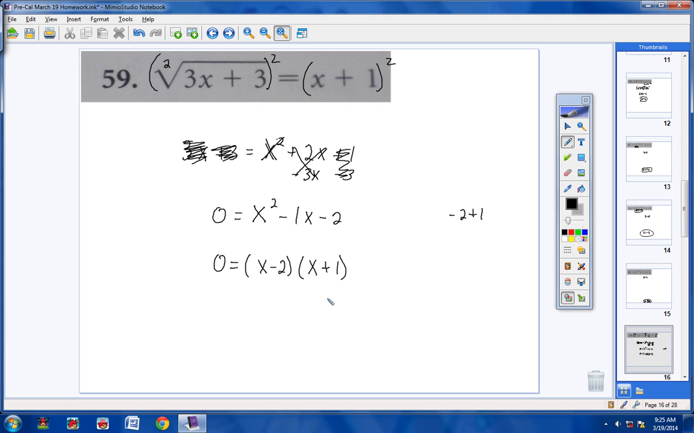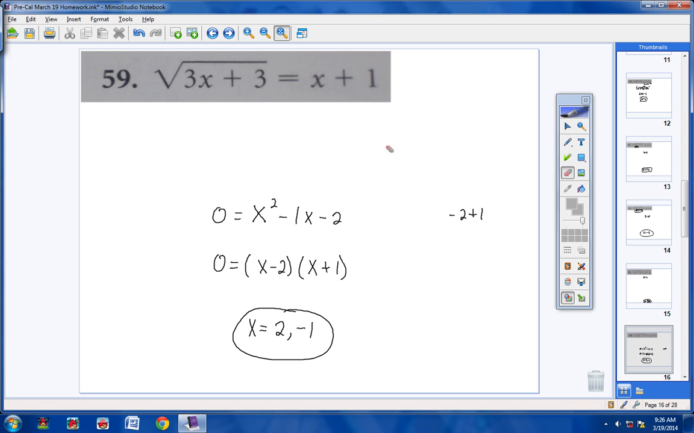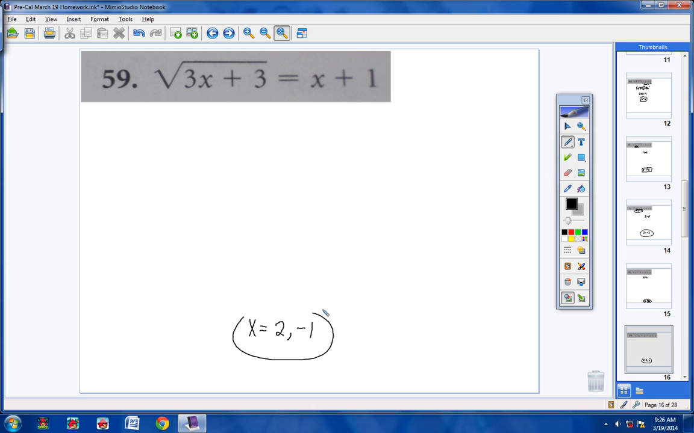And now we take each group and set each group equal to 0. If you set this group equal to 0, you'll get a 2. And if you set this group equal to 0, you get a negative 1. So there are your two possible answers, okay? Now let's see if both of them work, one of them work, or maybe none of them work. Okay, that's definitely a possibility. Well, on this problem here, both of these answers do work.